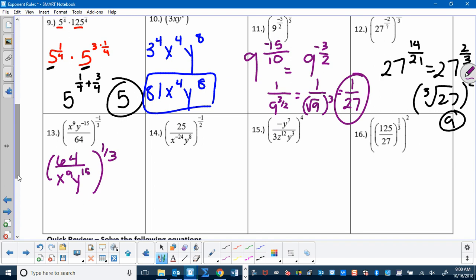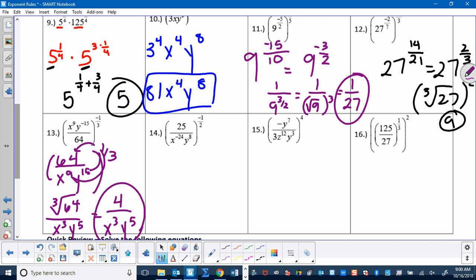What is the 1/3 power the same as? Cube root. So guys, up here, I'm going to cube root 64. But down here, what am I doing? Multiply them together, right? You're distributing. So let's multiply. 9 times 1/3 is 3. 15 times 1/3 is 5. Cube root of 64 is 4 over x to the 3rd, y to the 5th. There are no like terms in there, so you don't have to subtract anything. You don't have to simplify anything else.